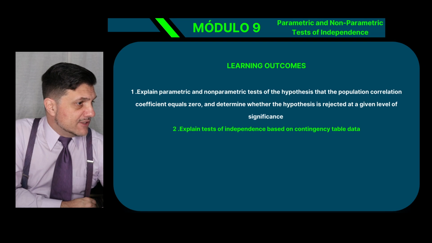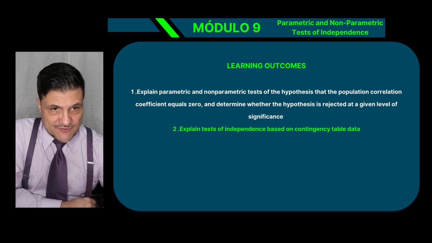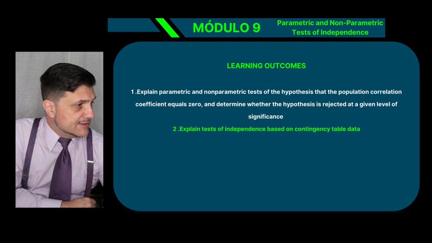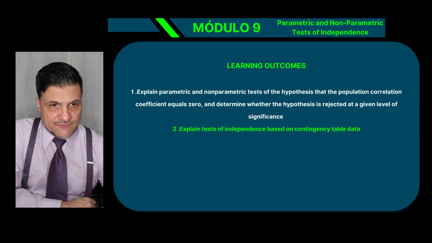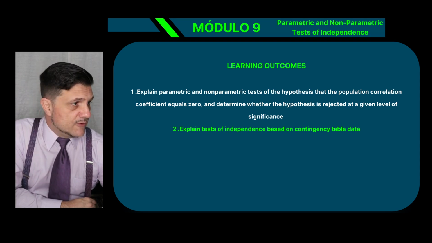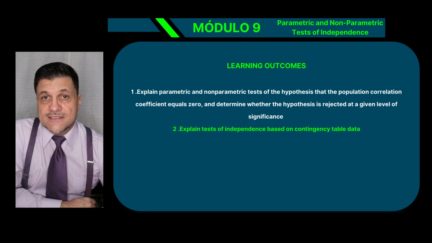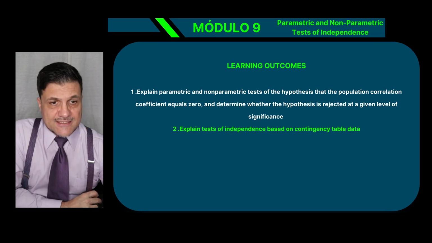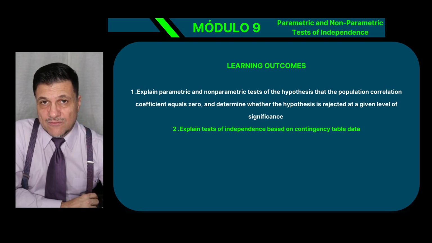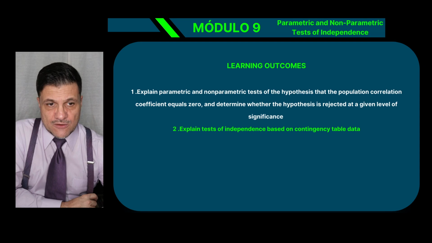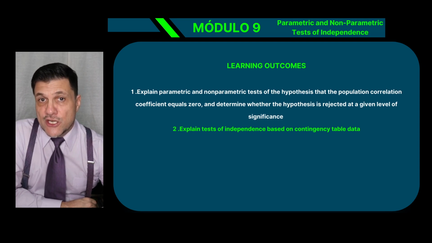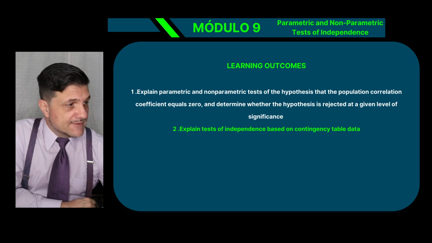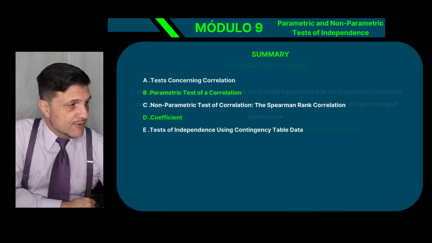Determine whether the hypothesis is rejected at a certain level of significance. That would be my second point. So the first one is explain the test, the second one is determine if you're going to reject or not, and the third one, which is number 2, is explain the test based on a contingency table, of which I have an example to show you. A contingency table showing a test of independence that's going to be non-parametric. But that's it. All right, let's see the key points.